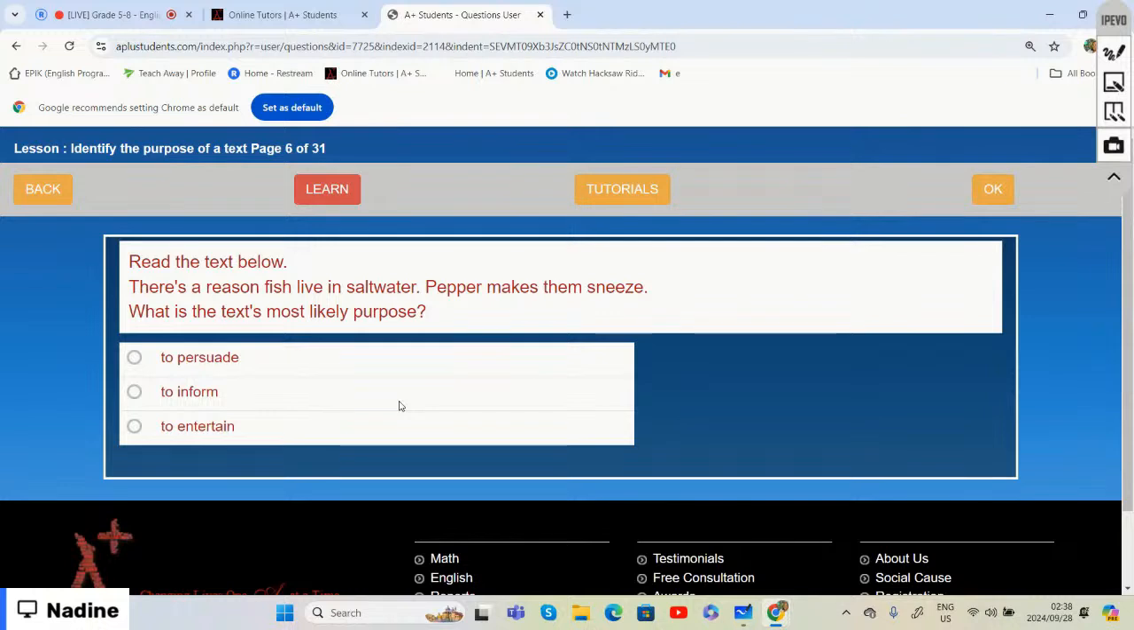Oh no, this is the next one. Sorry. There's a reason fish live in salt water. Pepper makes them sneeze. So there's a reason fish live in salt water. Pepper makes them sneeze. So is this to persuade readers, to inform readers, or to entertain readers?